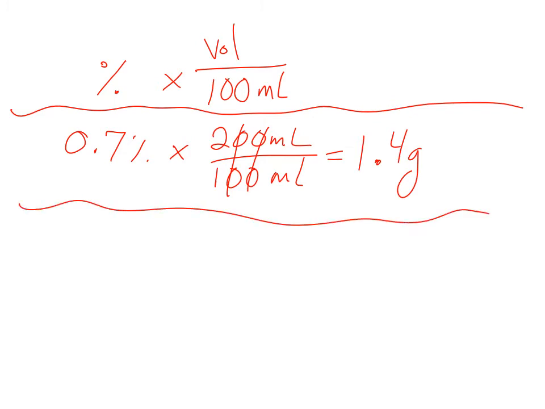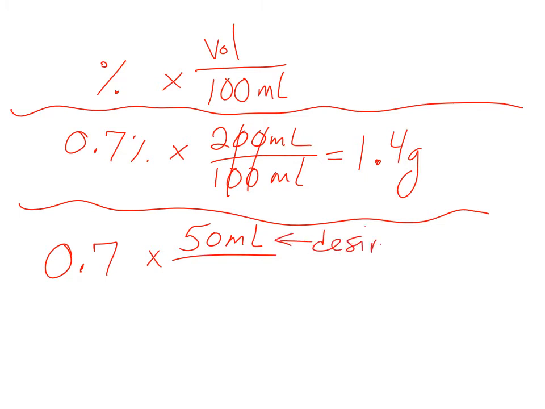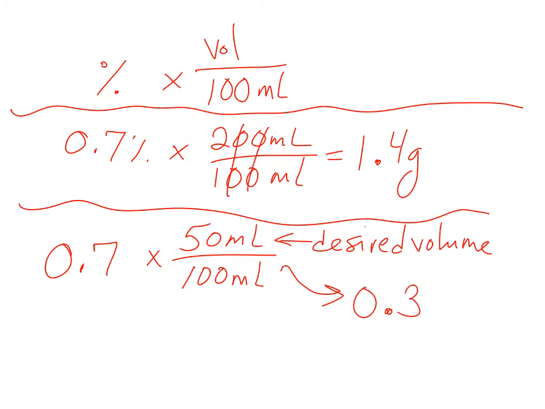In the other example I gave, I said, what if you wanted to do the 0.7, but instead of making 200, you wanted to make 50 ml. So you'd put your desired volume on top, and then you would say per 100 ml. And notice when you do that, that gives you what we solved for before, which is half of the 0.7, so 0.35 grams is what you would need for that one.